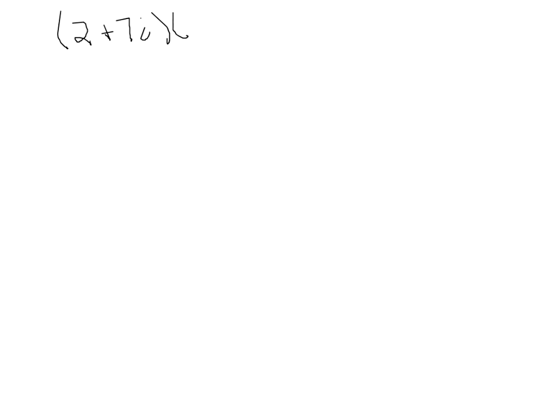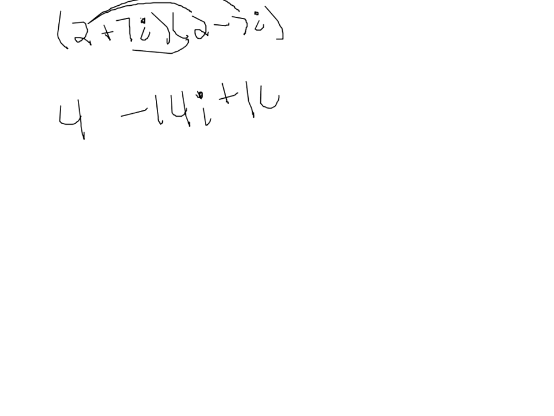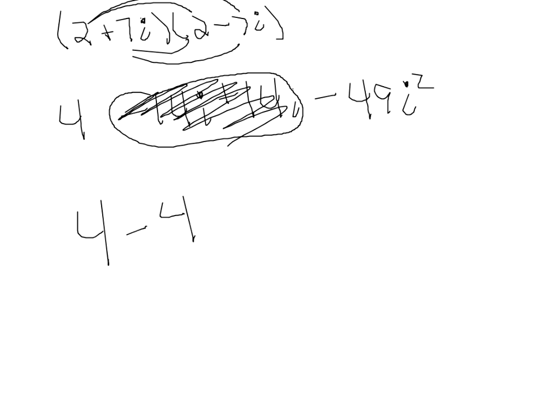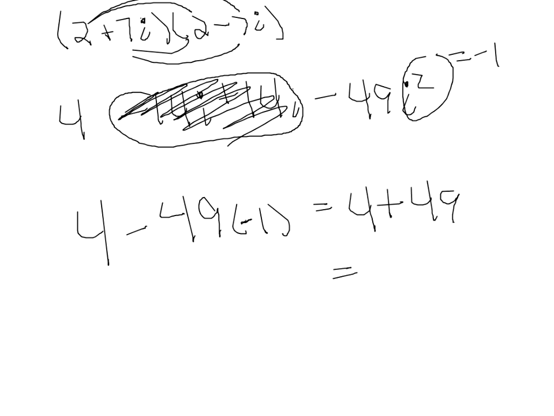2 plus 7i times 2 minus 7i. So 2 times 2 is 4, minus 14i, plus 14i, minus 49i squared. So again, plus 14i minus 14i cancels. I get 4 minus 49, and then remember that that's minus 1. So I get 4 plus 49 equals 53.